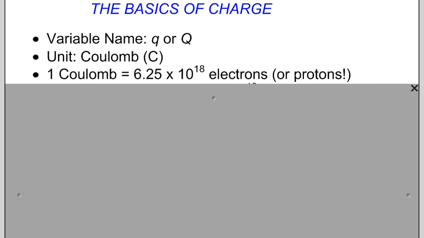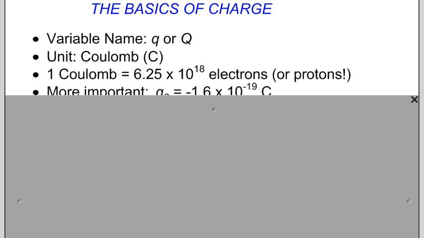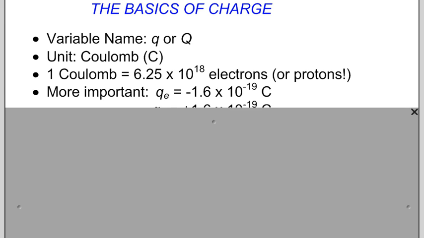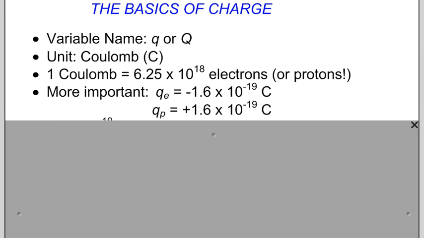This conversion number is on the equation sheet, so you don't have to memorize it. But this one is very much more important, and you don't have to memorize it, but you're probably going to use it so often that you'll know it. The charge on an electron, 1 electron, is negative 1.6 times 10 to the negative 19 Coulomb. Every electron in the universe has that exact charge. And similarly, for a proton, Q sub p, the charge would be positive 1.6 times 10 to the negative 19 Coulomb. Every proton in the universe has that charge.